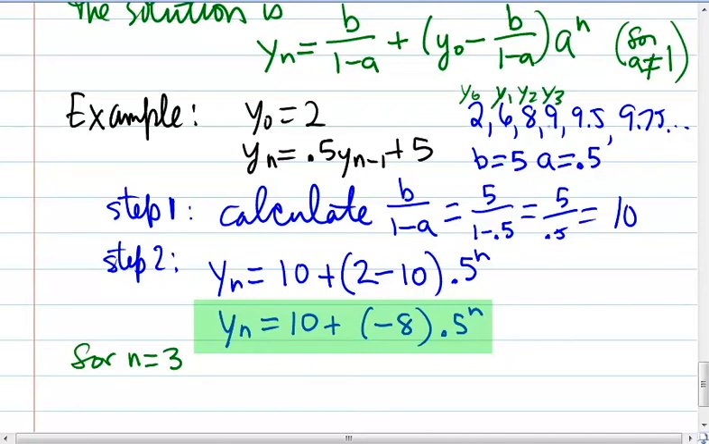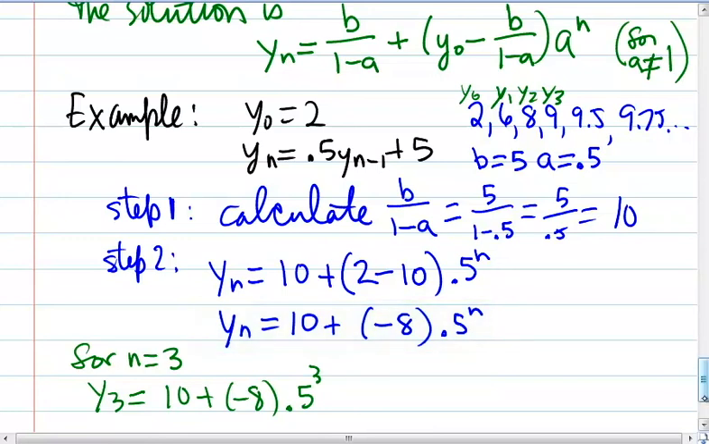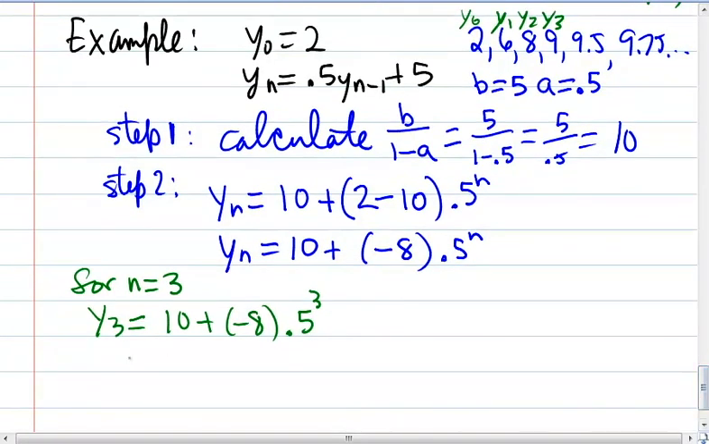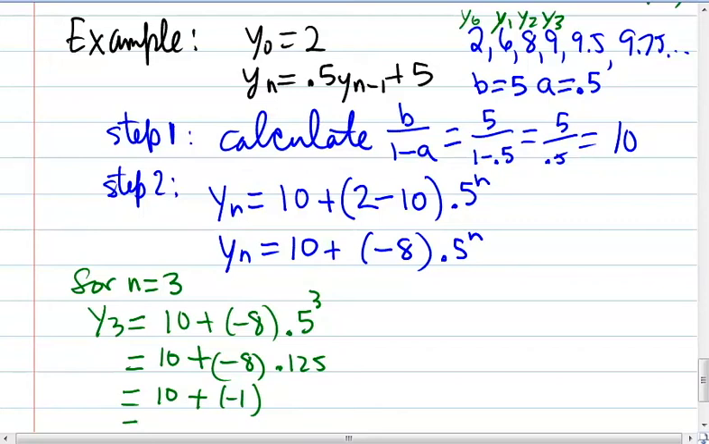I should calculate 9 from this. y3 is 10 plus negative 8 times 0.5, and the 3 goes in right there. So if you get out your calculators, what you want to do is go over here to the 0.5 and raise it to the third power. That's the first thing that you do. 0.5, raise it to the 3. You can press enter and then multiply by negative 8. And after you have that on your display, add 10. So I end up with 0.5 raised to the third power, that's 0.125. And multiply negative 8 times 0.125, that's a negative 1, and I end up with 9, which is what I ended up with when I just generated these terms one by one.